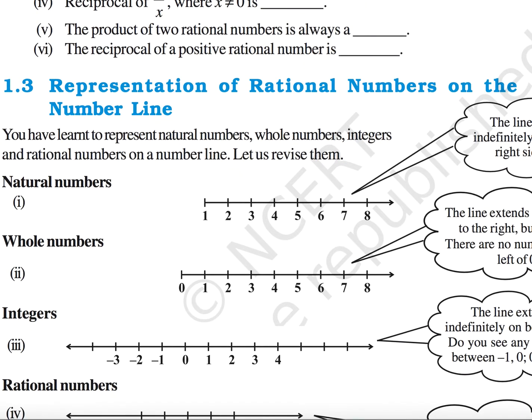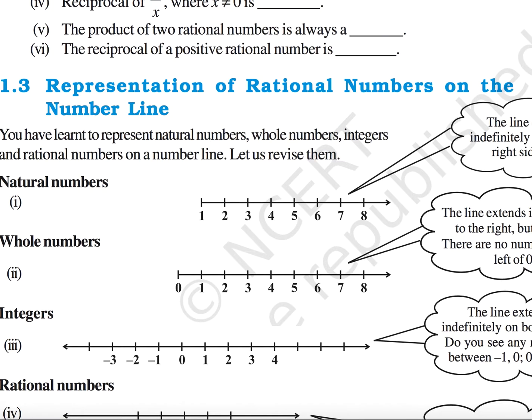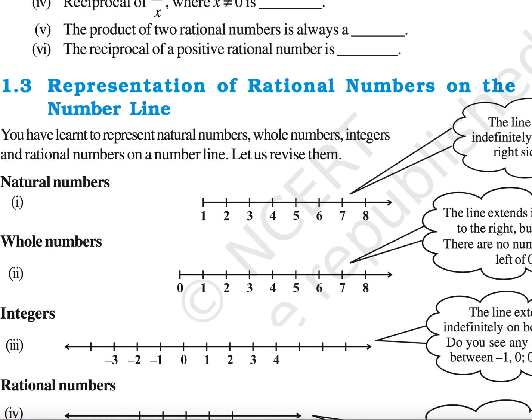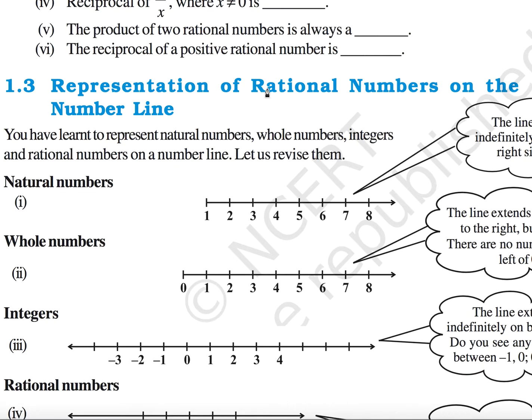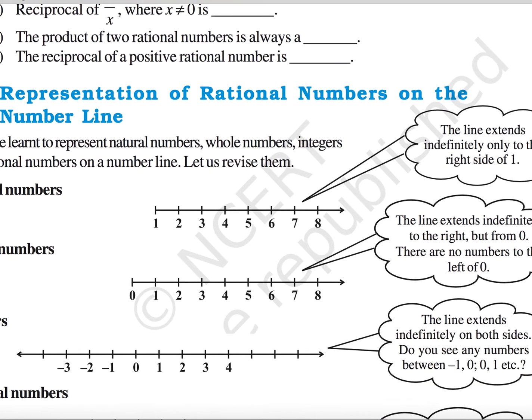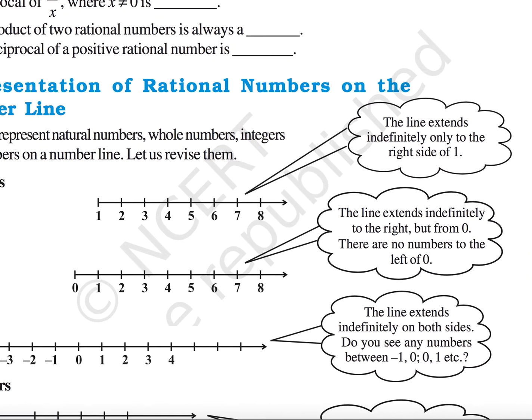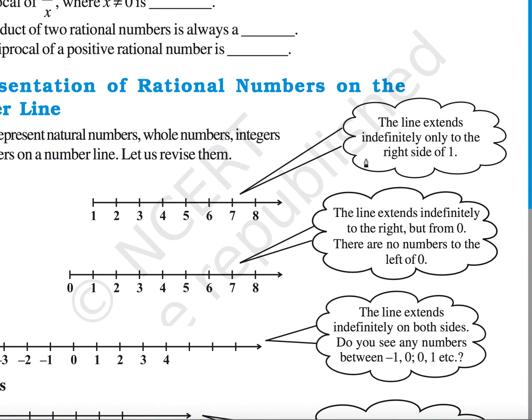Representation of rational numbers on the number line. You have learned to represent natural numbers, whole numbers, integers, and rational numbers on the number line. Let us revise them. Natural numbers: these are natural numbers 1, 2, 3, 4, 5, 6, 7, 8. The line extends indefinitely only to the right side of 1. Right, it starts from 1. Natural numbers start from 1.